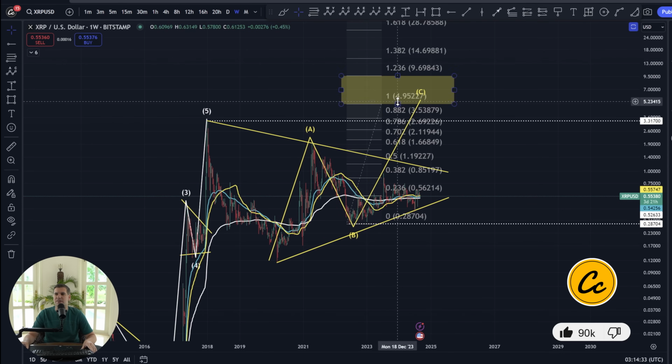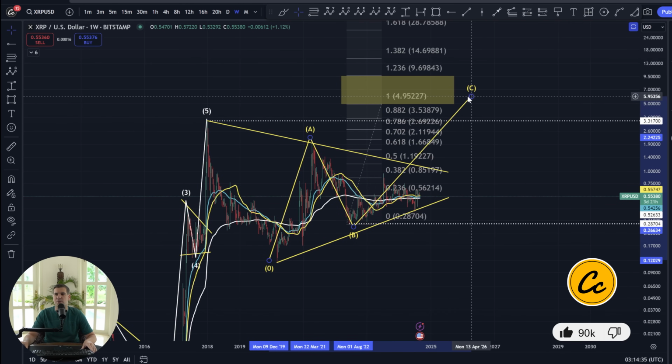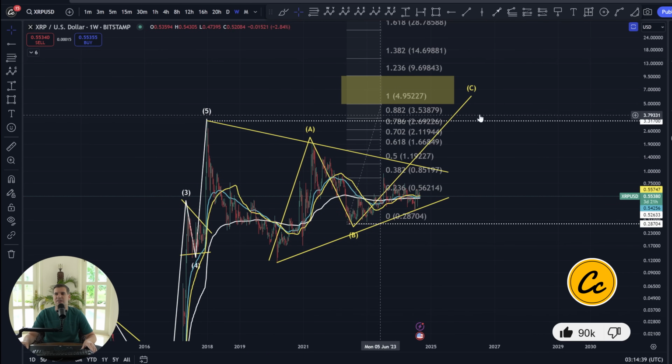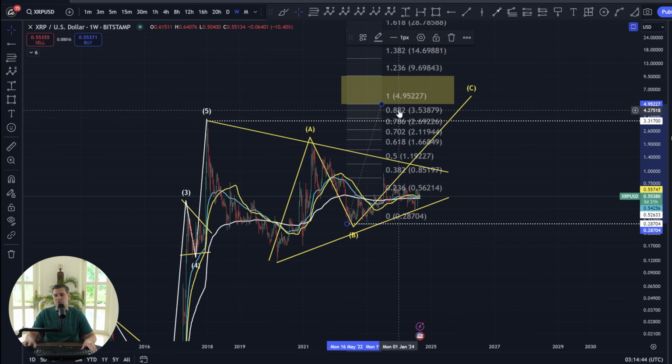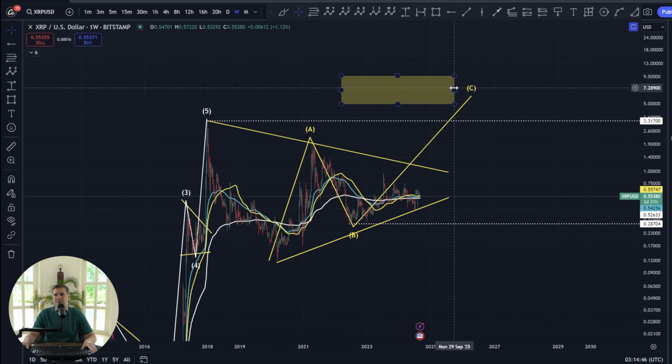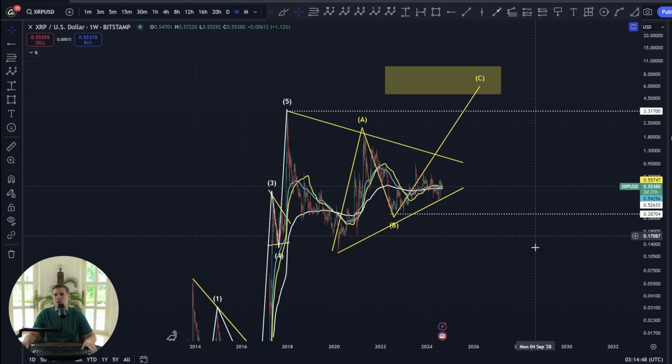But for now, my minimum expectations are going to be between 495 and 969. So again, this area will be my minimum expectation. I'm going to remove the fibs from there but leave the yellow box area. And so that's going to be the one scenario.